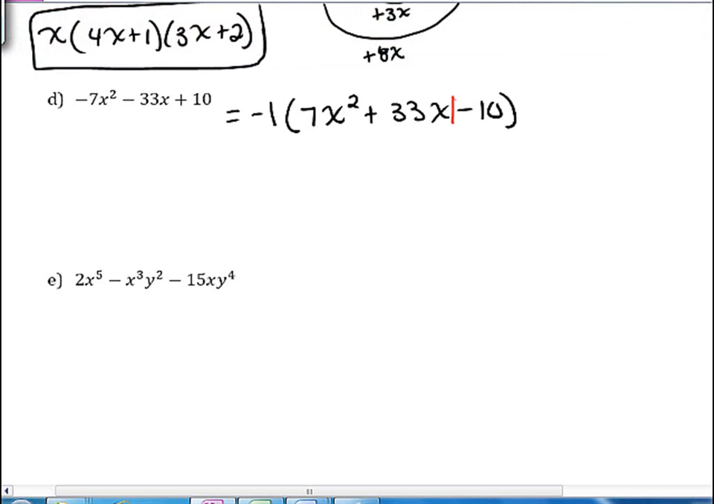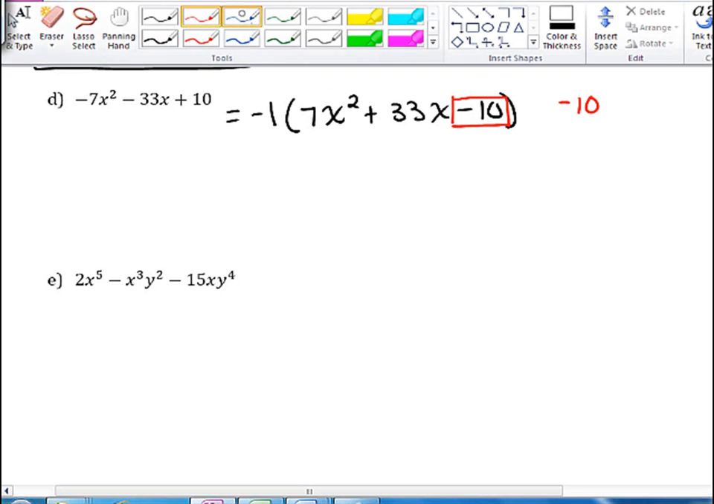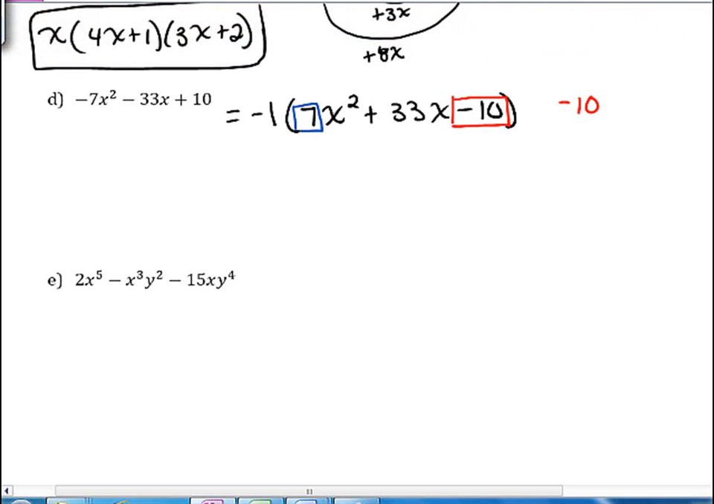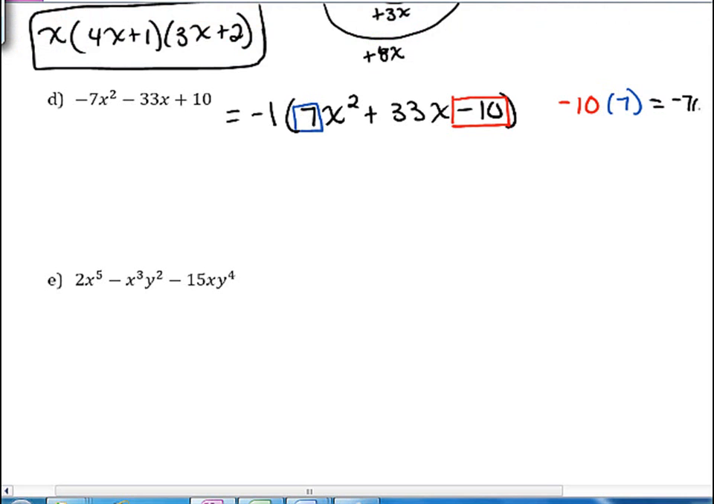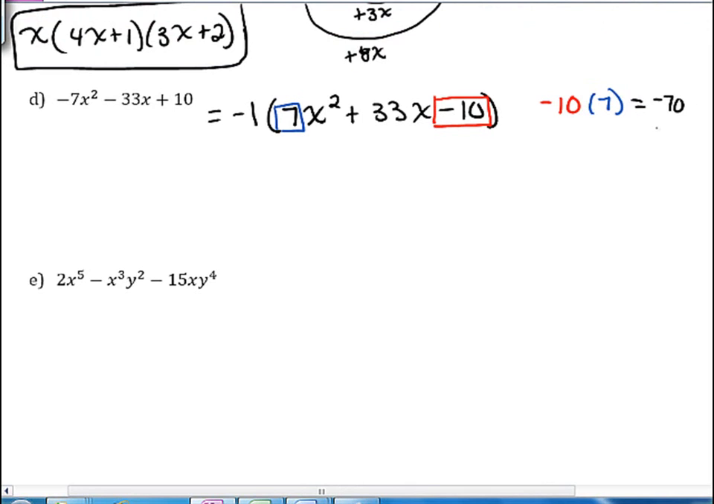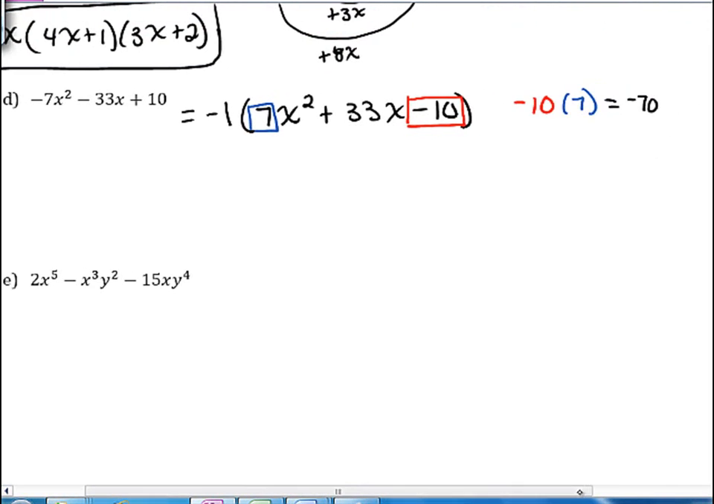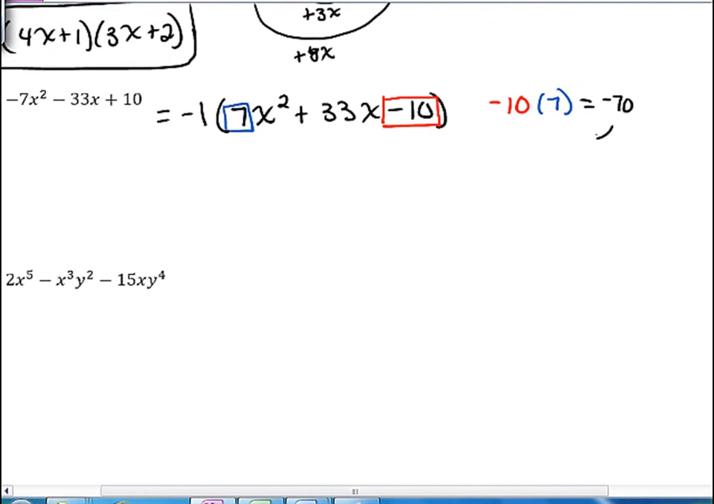So what we're going to do is take the plain old number, negative 10, and multiply that by the leading coefficient, the 7. And when I multiply these together, I get negative 70. So now what we want to do is factor this negative 70 so that when I add the factors together, I get the number in the middle. So that's 33.